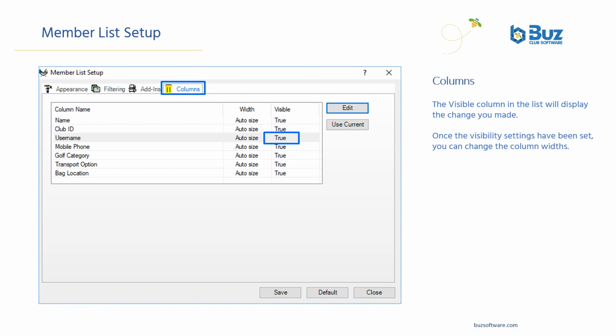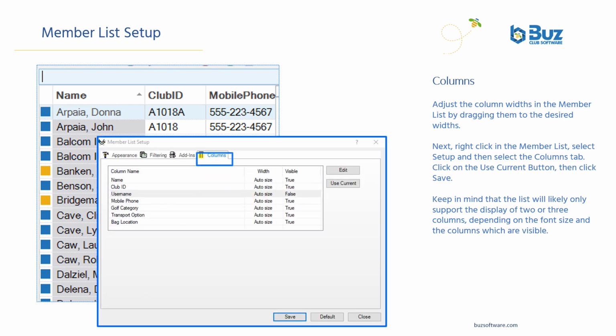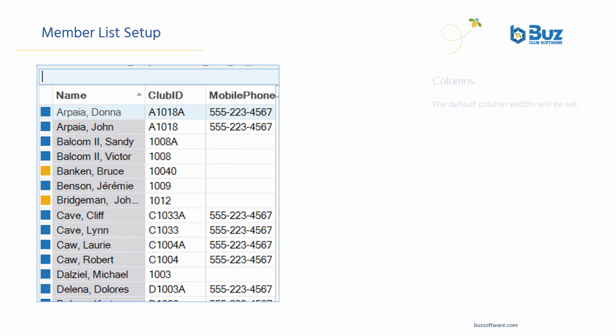Once the visibility settings have been set, you can change the column widths. Adjust the column widths in the member list by dragging them to the desired widths. Next, right-click in the member list, select Setup, and then select the Columns tab. Click on the Use Current button, then click Save. Keep in mind that the list will likely only support the display of 2 or 3 columns, depending on the font size and the columns which are visible. The default column widths will be set.